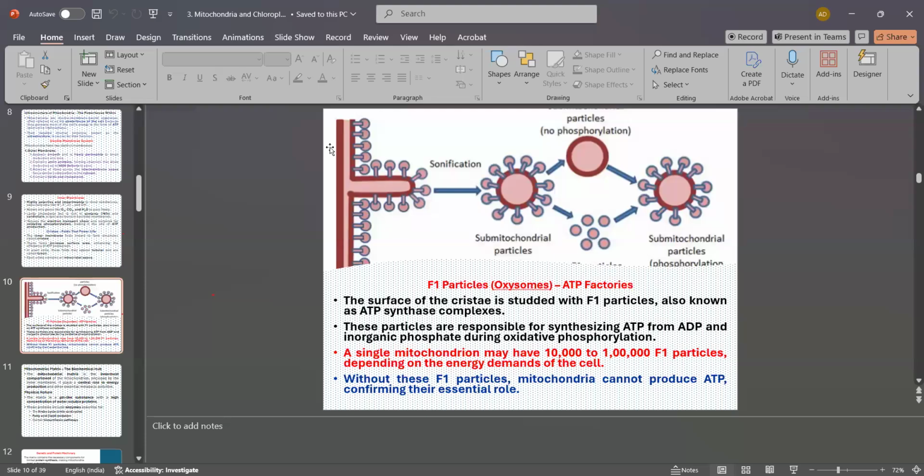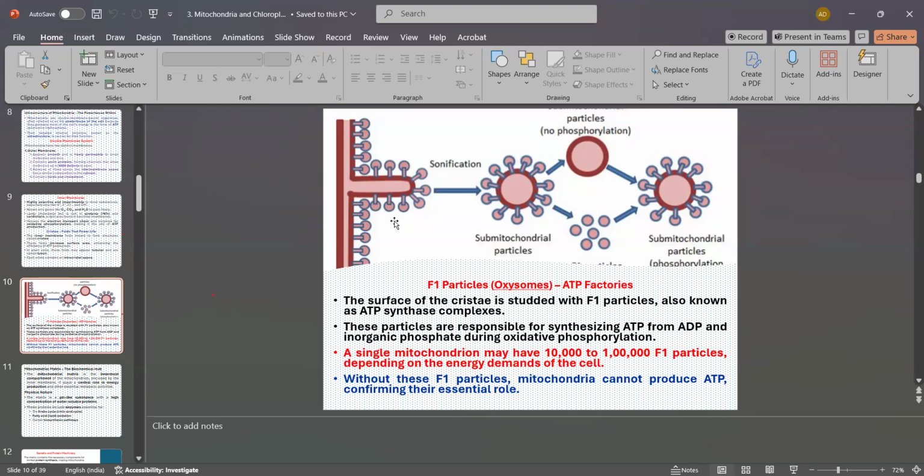These are a number of particles which attach to the cristae layers, and are not freely swimming in the matrix. These particles are responsible for the synthesis of ATP from ADP, adenosine diphosphate, and inorganic phosphate to adenosine triphosphate during oxidative phosphorylation. This activity takes place by the F1 particles, also called oxysomes.